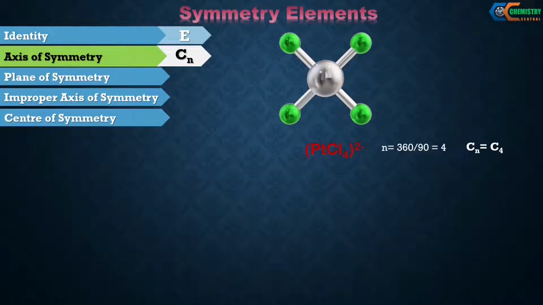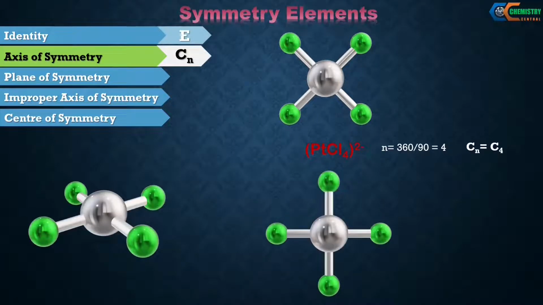This gives us the value of n equal to 4, so this is a C4 axis. To find the various equivalent and identical orientations for the rotation along this axis, let us mark one chlorine with red color. It can be rotated 1 time, 2 times and 3 times to get equivalent orientations, and 4 times to get the identical one. Other types of rotations are also possible for this structure.